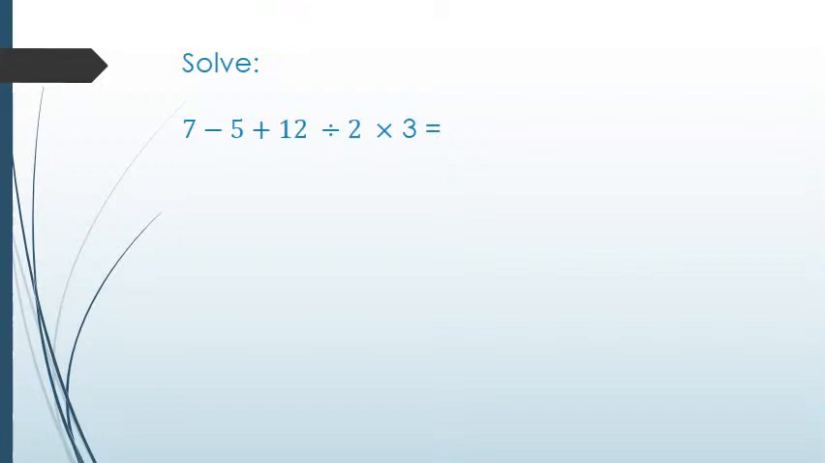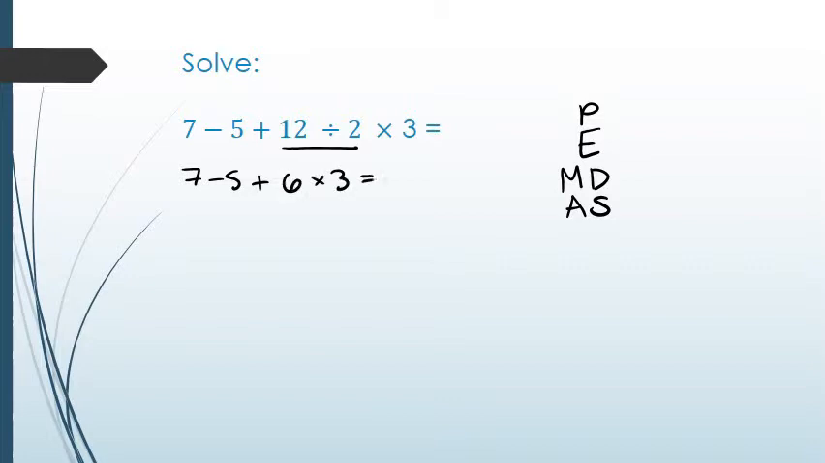The next problem is an order of operations problem. Try it out and then check back to check your answer. So the order of operations, we talk about parentheses, exponents, multiplication or division, addition or subtraction. So if I'm looking through here, I see division first. And so I'm going to start with 7 minus 5 plus 12 divided by 2 would be 6 times 3 equals. And then I see multiplication, 6 times 3. So 7 minus 5 plus 18 equals.